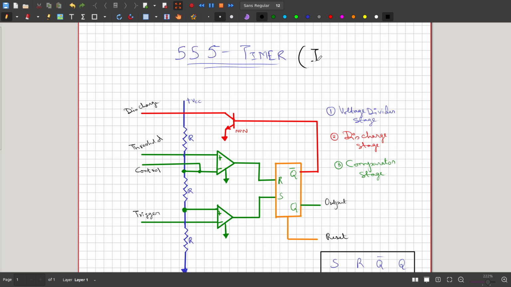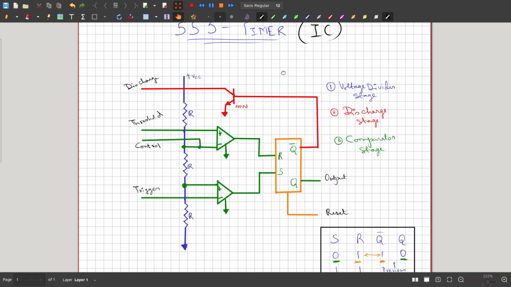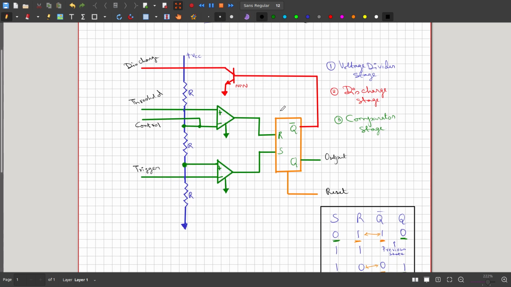So it is a 555 timer IC. Usually it is called a 555 timer IC. So this is the internals of the 555 timer.